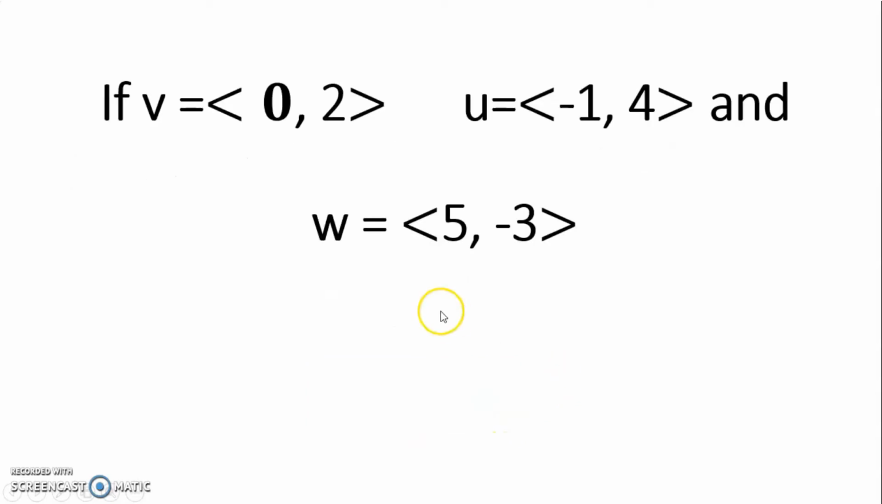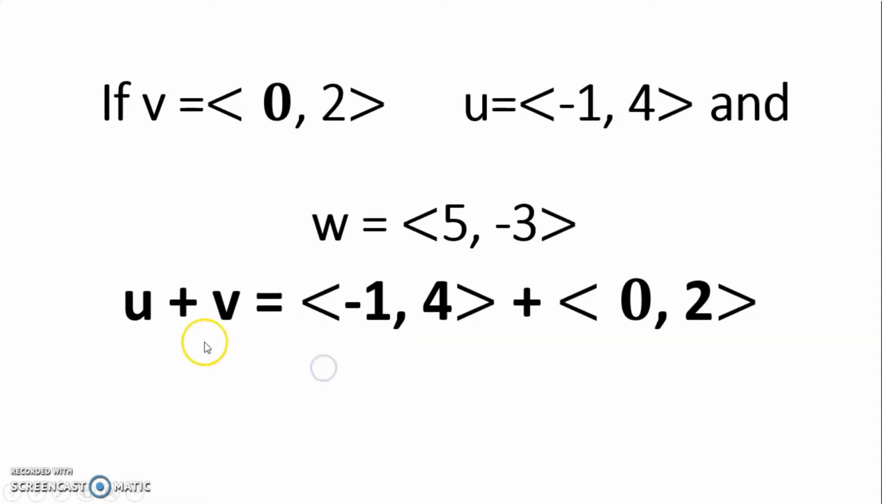For the second problem, we are still given this and we are asked to find u plus v. So we substitute. Our u is equal to (-1, 4), plus our v is equal to (0, 2). We are still going to note that -1 is our x1, 4 is our y1, 0 is our x2, 2 is our y2.